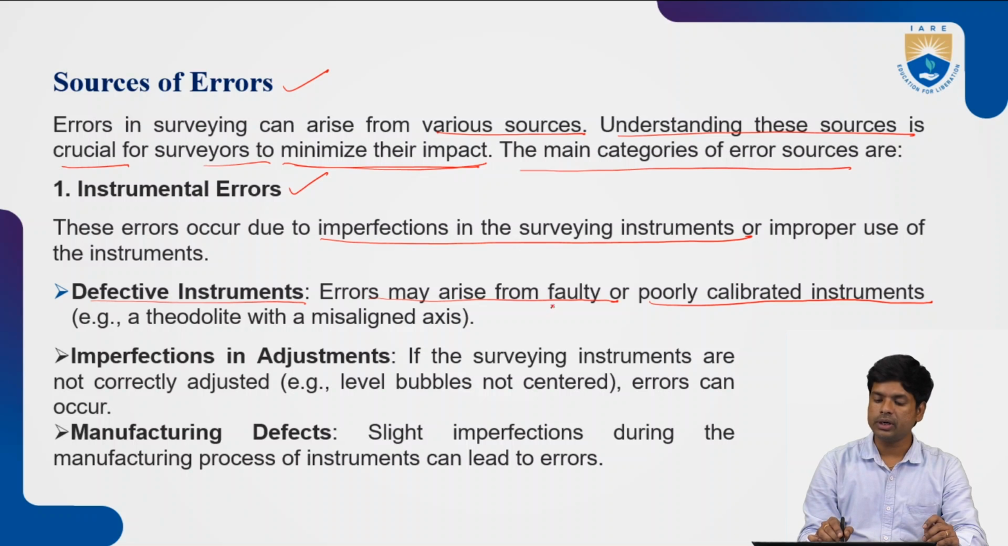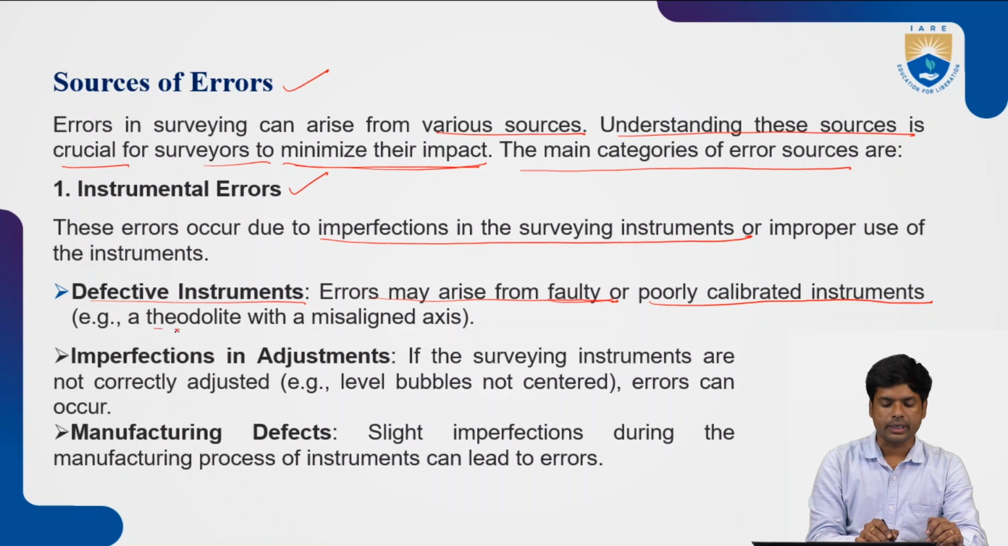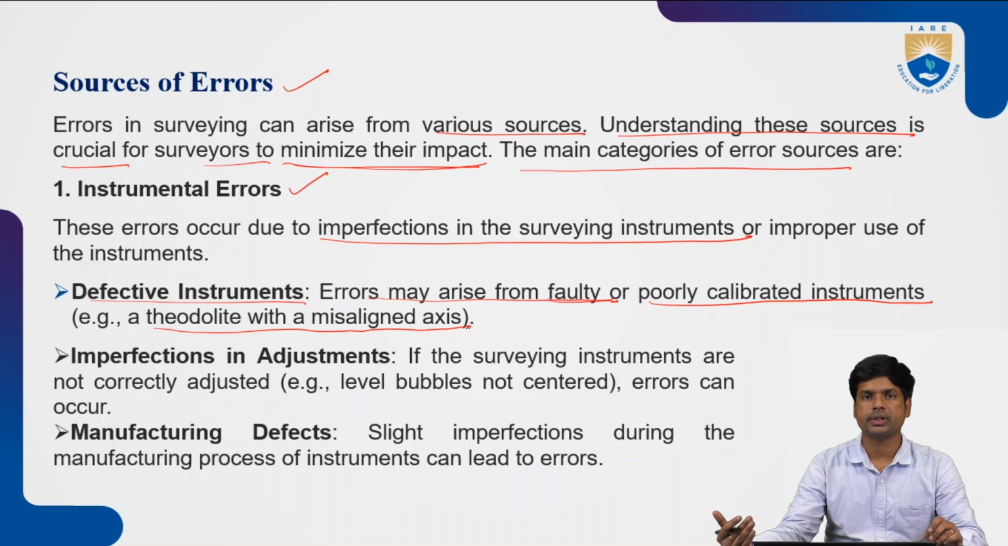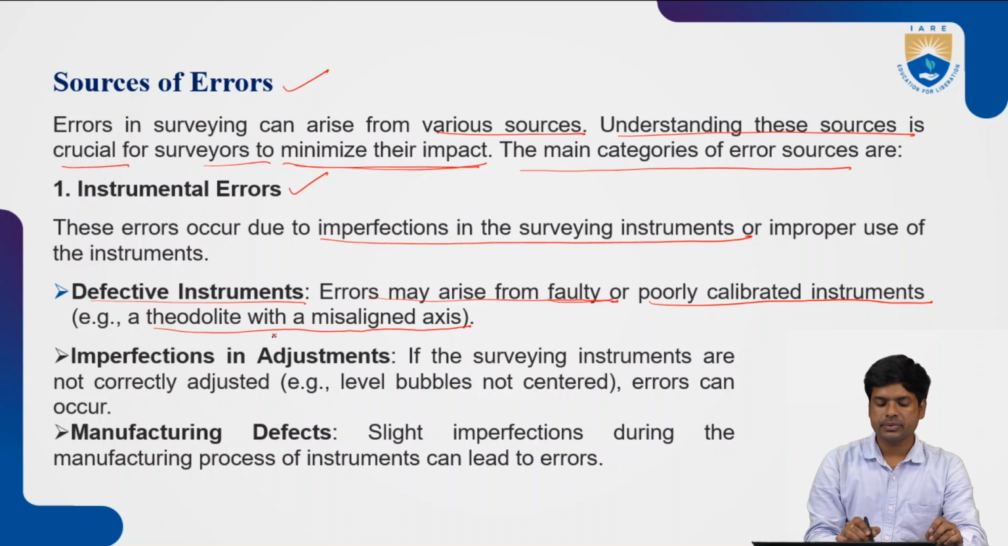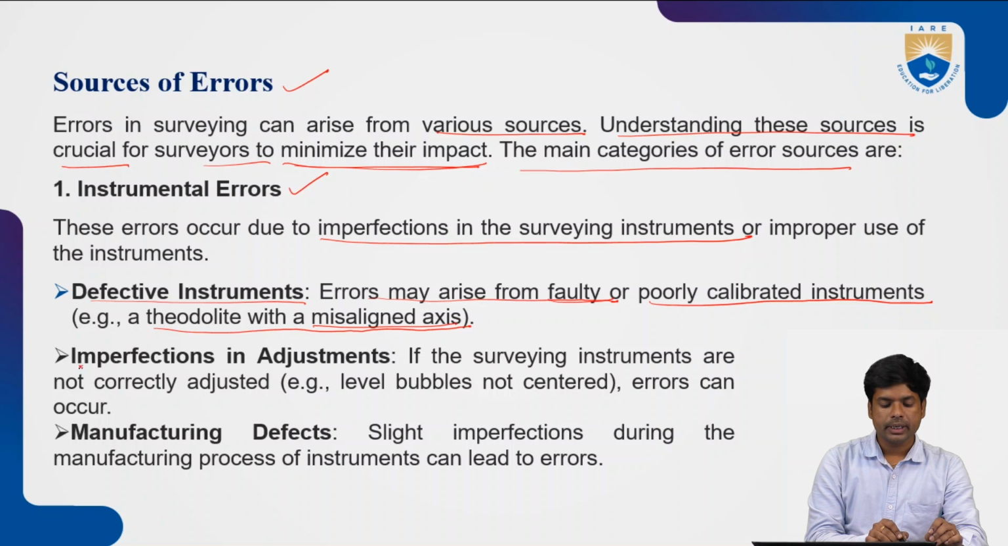And faulty equipment. If any equipment is not properly aligned, then also you are going to get errors from the instruments. For example, a theodolite with a misaligned axis. If it is not calibrated properly, then in this theodolite you are going to get this misaligned axis.